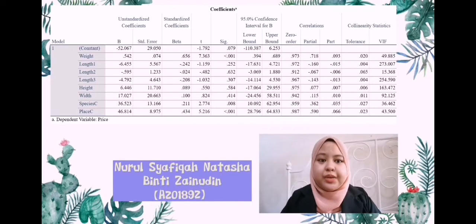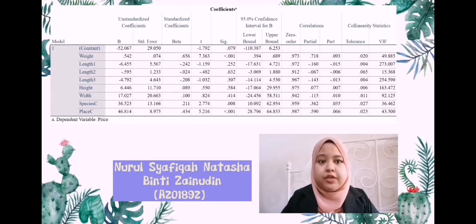So lastly, I will show the equation of coefficients. The equation is price equal to negative 52.067 plus 0.542 minus 6.445 minus 0.565 minus 4.792 plus 6.446 plus 17.027 plus 36.532 plus 46.814. For every unit increase in weight, price is expected to increase by 0.542.